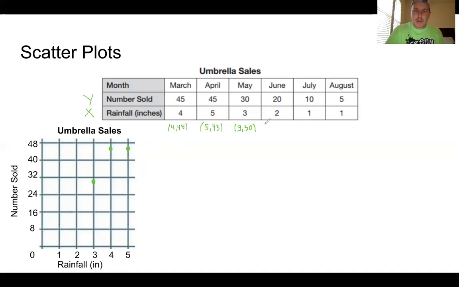All right, so the next one is 2 comma 20, 2 comma 20. Start at the origin, move over 2, go up to 20, about halfway between these two.